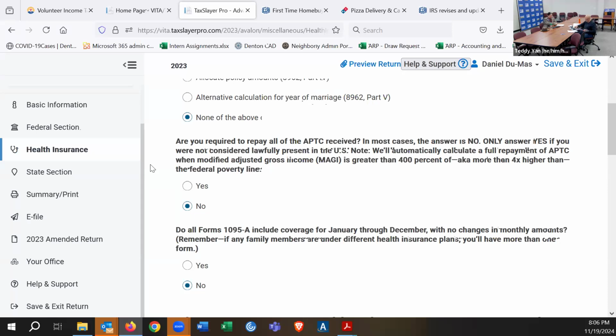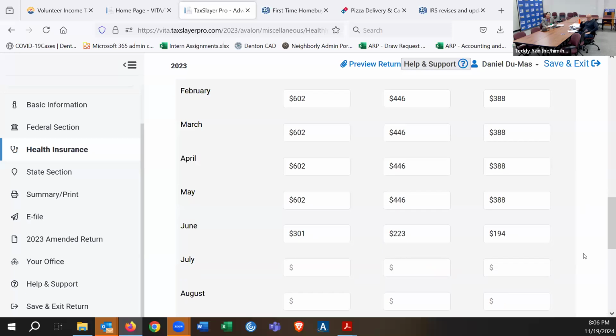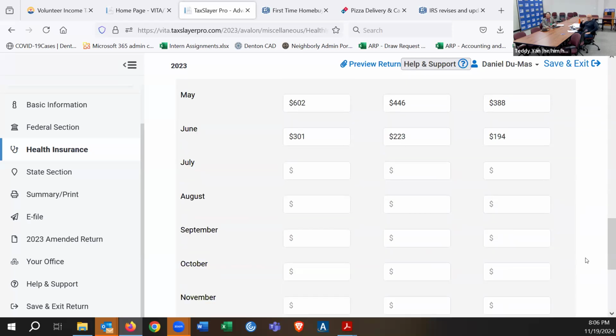What's more common is you'll see cases like this, wherein they have provided a Form 1095A, and unfortunately, we have to answer no. There is not coverage with no changes in monthly amounts from January through December, which means we have to enter 36 separate numbers. So it takes a little bit to enter this information.